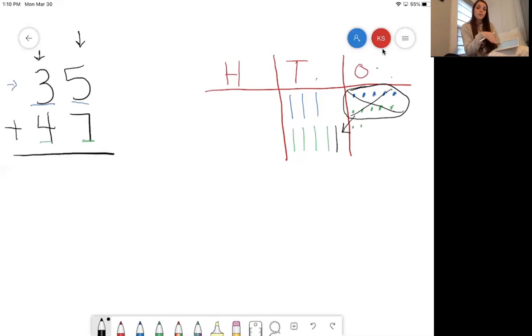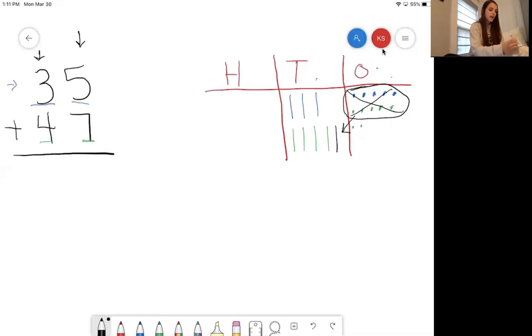Let's see if I can do any regrouping to see if I can get 100. I have 1, 2, 3, 4, 5, 6, 7, 8 tens, so not exactly enough. So once I did all my regrouping, I'm ready to solve my problem and see what I have left.